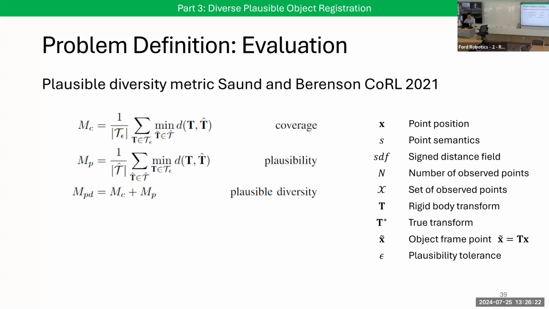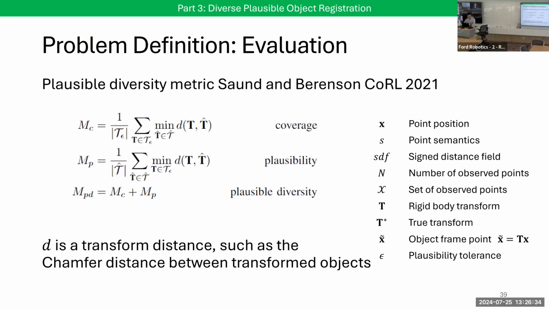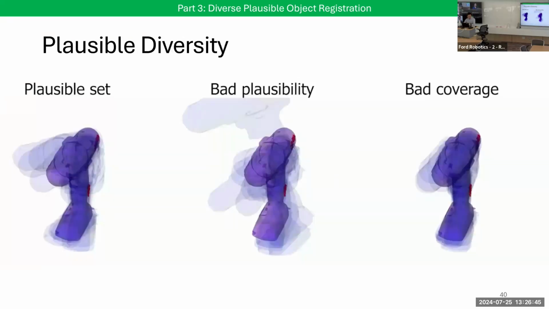And in terms of how to actually evaluate our estimated set of poses against the ground truth plausible set, we use a prior metric called plausible diversity. And we'll see an intuition of what this means in the next slide. But the D distance here is a distance between transforms, and we use the chamfer distance between transformed objects as the distance. So here we see the ground truth plausible set on the left. In the middle is an estimated set that has bad plausibility because it has elements that are highly unlikely. And on the right, we have a set that has bad coverage because it does not actually cover the plausible set.